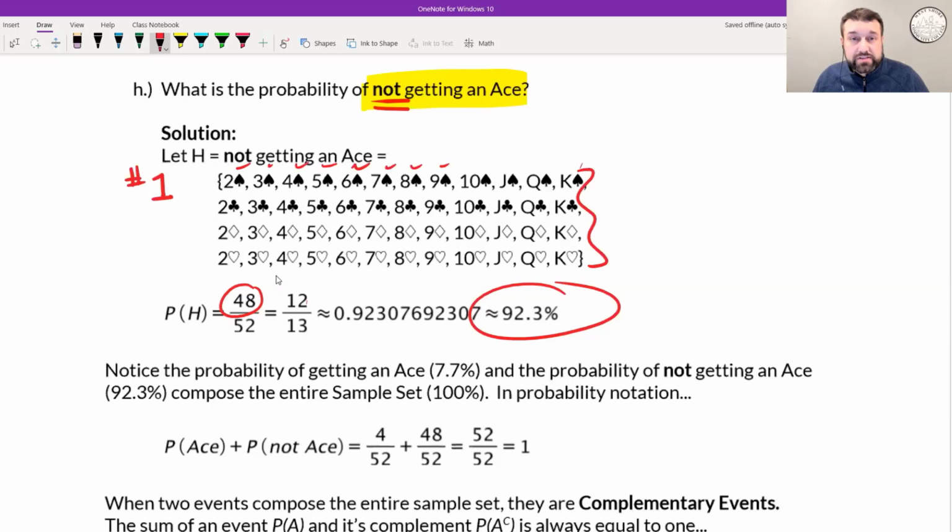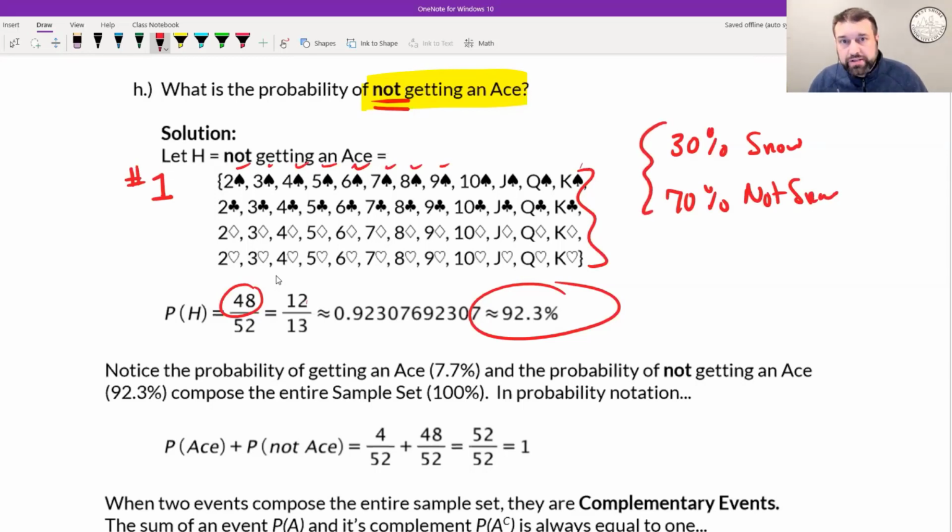being an ace. Instead, we could do something called a complement. And here's the idea of a complement. If I tell you that there's a 30% chance of snow, what is the percent chance of it not snowing? And you can do this in your head, right? That means there's a 70% chance of not snowing. These two are complements of each other, and they always add up to 1. So the probability of it snowing plus the probability of it not snowing equals 1.